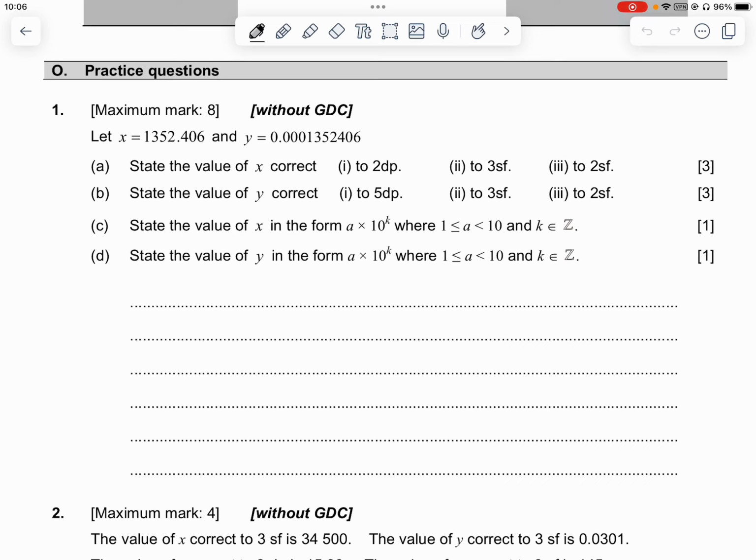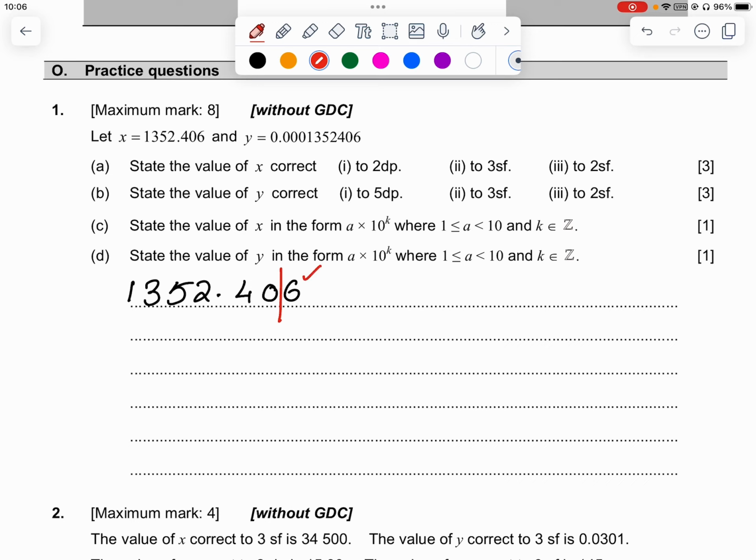State the correct value of x to two decimals. Two decimals means it was 1352.406. After two decimals, draw a line. This number is greater than 5. If at all it is 5 or greater than 5, you round it up to the next number. 1352.41.